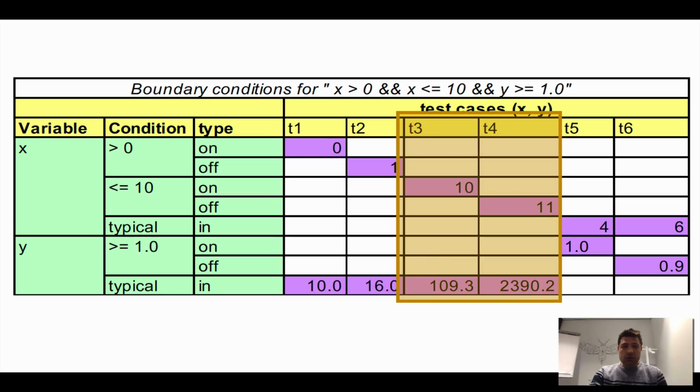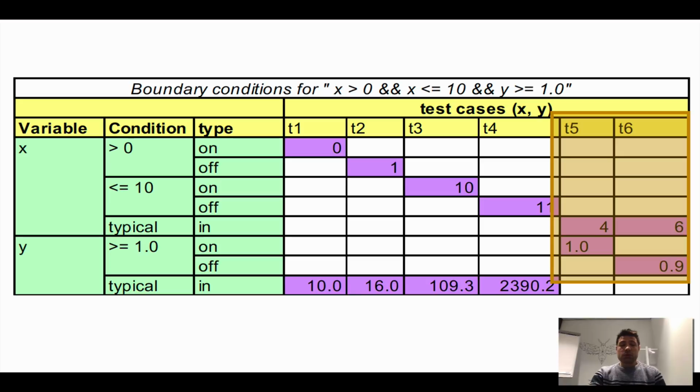I go to the second one. So the on point for x smaller than or equal to 10 is 10. 10 makes the condition to be true. So off is the first one that makes the condition to be false, which is 11. Then some in points for y, 109.3, 2000, whatever. And finally, for the third condition, 1.0 is the on point, and the off point is the first one that makes the condition to be false, so 0.9, for example. And then some typical in points for x, 4 and 6.